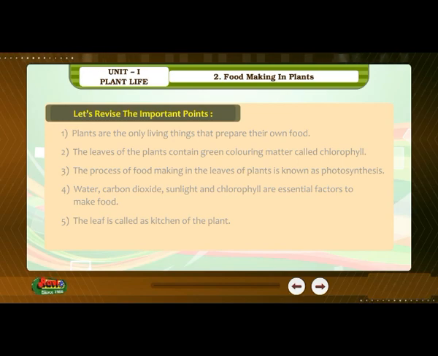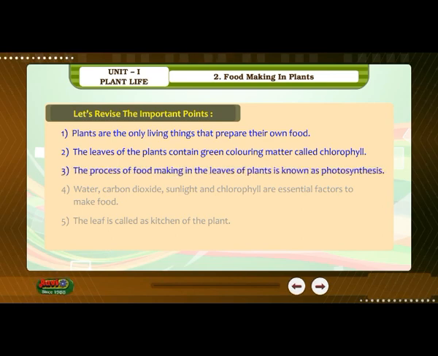Let's revise the important points. 1. Plants are the only living things that prepare their own food. 2. The leaves of the plants contain green coloring matter called chlorophyll. 3. The process of food making in the leaves of plants is known as photosynthesis. 4. Water, carbon dioxide, sunlight, and chlorophyll are essential factors to make food. 5. The leaf is called the kitchen of the plant.